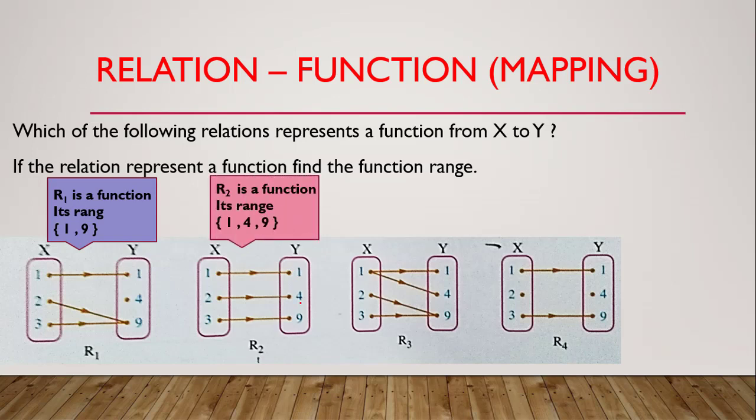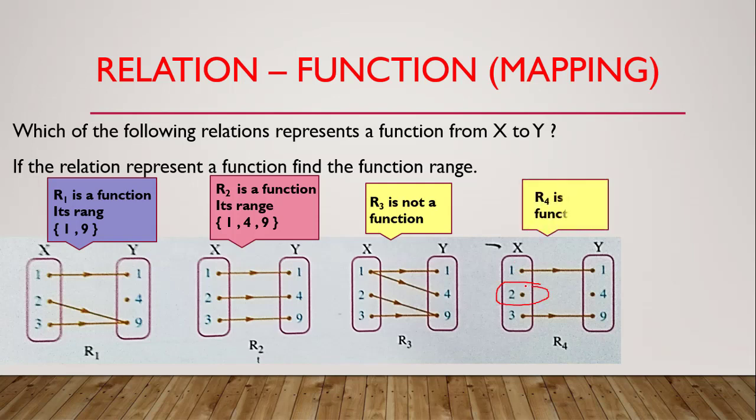Let's move to R3. Is R3 a function? No, because here 1 has 2 arrows. 2 arrows go from 1 to Y. So this is not a function. R3 is not a function. What about R4? R4, I have 1, 2, 3. There is an arrow from 1 to 1 and from 3 to 9. But there is no arrow here from 2. So this is also not a function. So R4 is not a function. Okay?